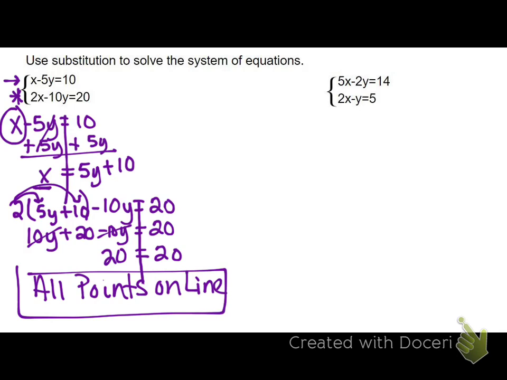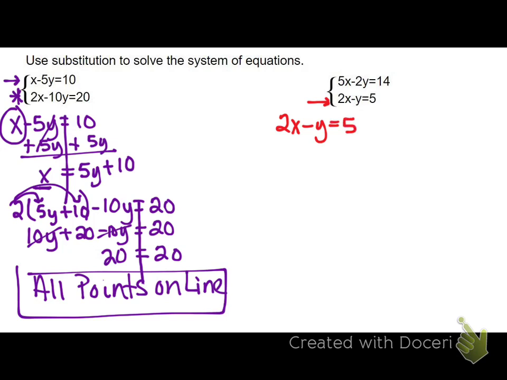Okay, so now we have 5x minus 2y equals 14, and 2x minus y equals 5. So when I'm looking at these, the first thing I'm going to look for is to see if I have a variable all by itself on one side of the equal sign. Nope. Okay. So then the next thing I'm going to look for, do I have an equation where the variable is somewhere in there by itself? Bottom one, yeah. So this is the one that I'm going to work to get the variable by itself first. Okay? So I just have 2x minus y equals 5.